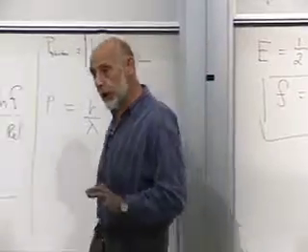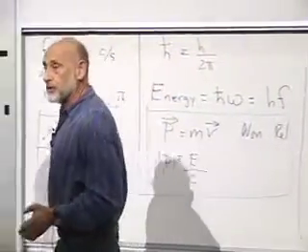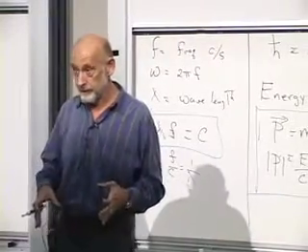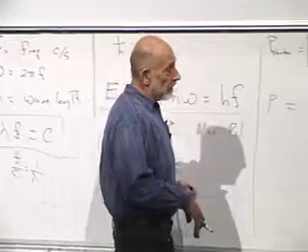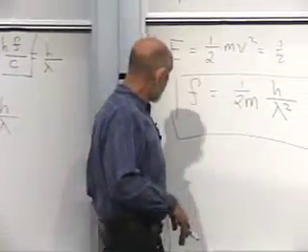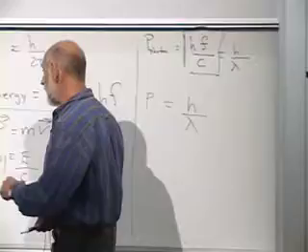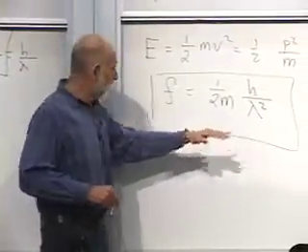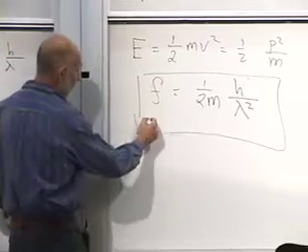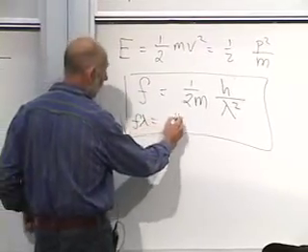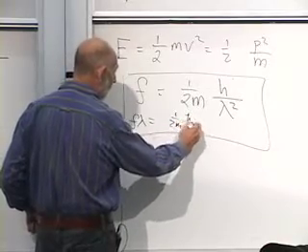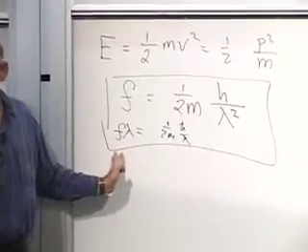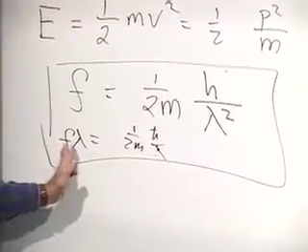Now, there is one special case. The special case is when all waves of all frequencies move with the same velocity. That would not be true for a non-relativistic wave like this. Let's see. The velocity is the frequency times the wavelength, right? So let's look at this. The frequency times the wavelength is 1 over 2m, h bar over lambda. So different lambdas move with different velocities. Right? Different lambdas move with different velocities.